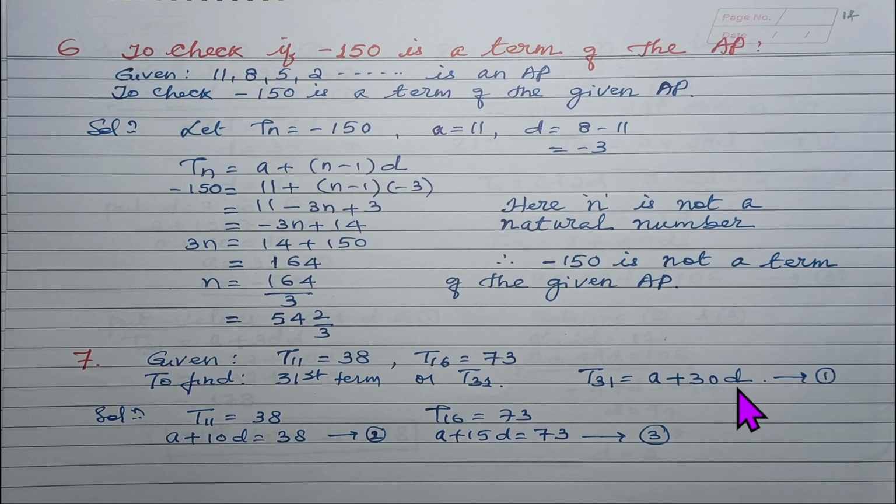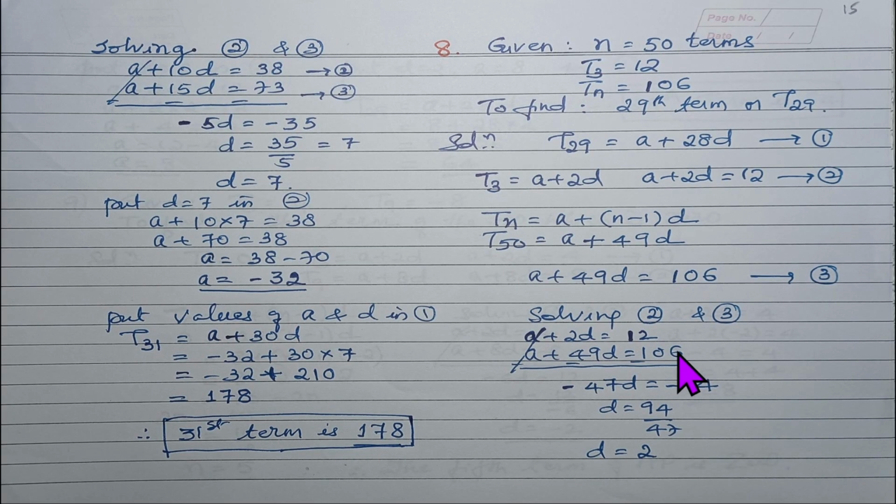Now if you observe here, there are two unknowns. A is not known, D is not known. When we have two unknowns, that means we have to get two equations to find two unknowns. So therefore we have T11 is equal to 38 from one equation, that is T11 is A plus 10D is equal to 38, and in the second equation T16 is equal to 73, therefore A plus 15D is equal to 73. Now we can solve this second and third, that is equation number 2 and equation number 3, and find the values of A and D. Now let us see that.